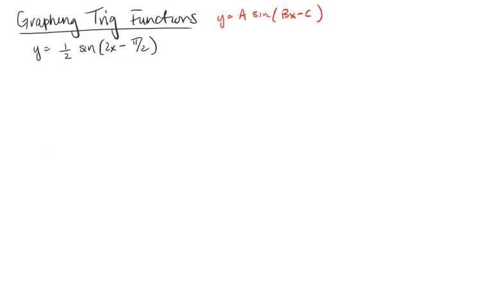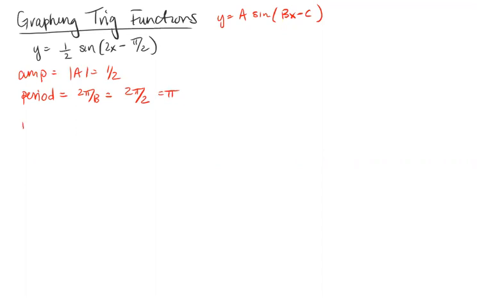Our amplitude, period, and phase shift are the things we're going to figure out. The amplitude is the absolute value of a, which in this case is 1/2. The period is 2 pi over b for us. That would be 2 pi over 2, which is just pi.